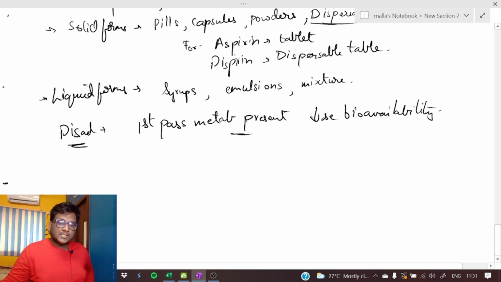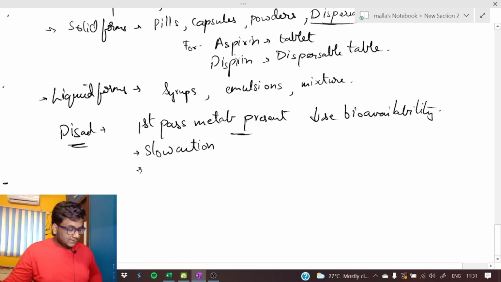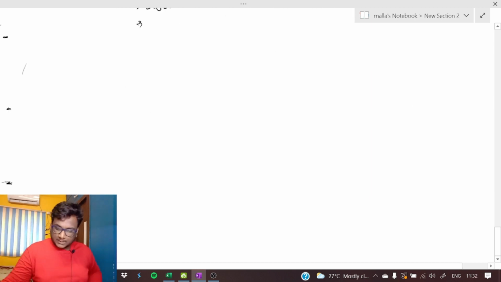Like after the first pass metabolism. First pass metabolism occurs in the liver, and the second one is slow action. The oral drugs are very slow acting and they cannot be used mainly in emergencies. And the third one is not 100% bioavailability, I have already said.